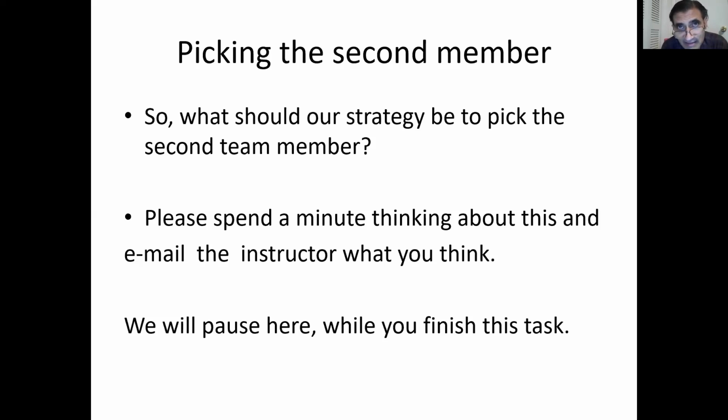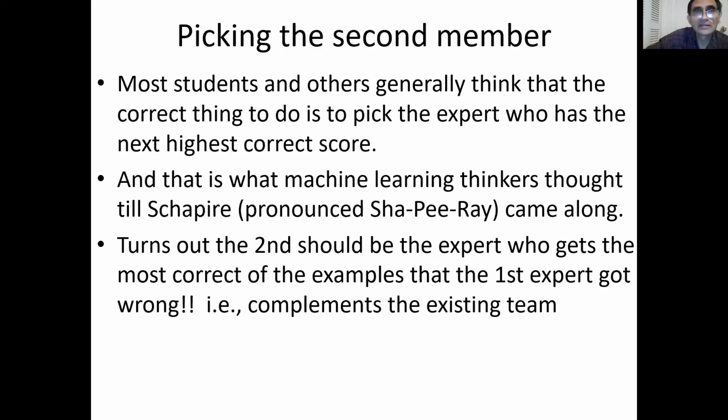So remember, it's 1996 that the algorithm comes along, right? Until then, people are doing that, pick the first one, pick the second one, flip the extreme wrong ones and that kind of thing, okay? They were randomly doing that. It turns out the correct answer is to pick the second expert as being that who gets the most correct of the ones that the first expert got wrong.